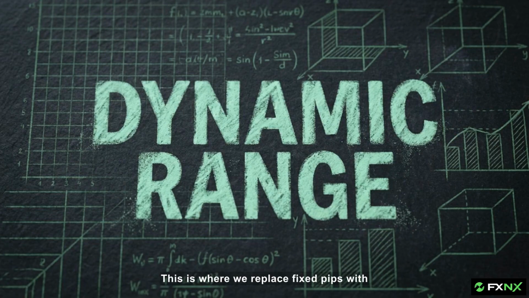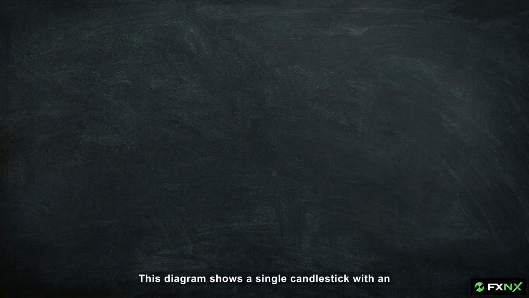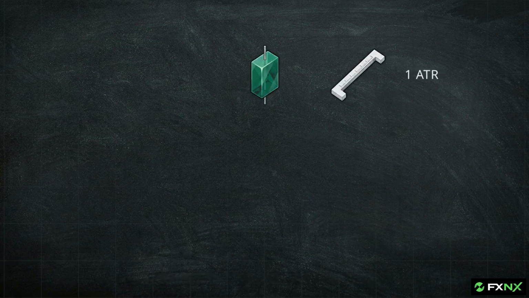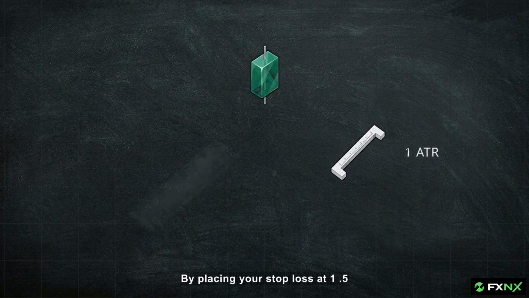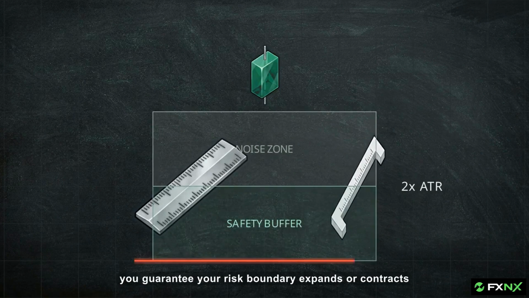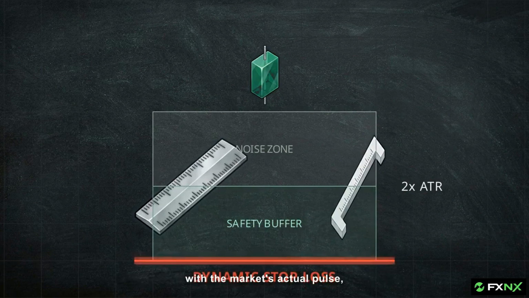This is where we replace fixed pips with the average true range, or ATR. This diagram shows a single candlestick with an ATR bracket measuring its recent volatility. By placing your stop loss at 1.5 to 2 times the current ATR, you guarantee your risk boundary expands or contracts with the market's actual pulse, multiplying outward to keep you safe.